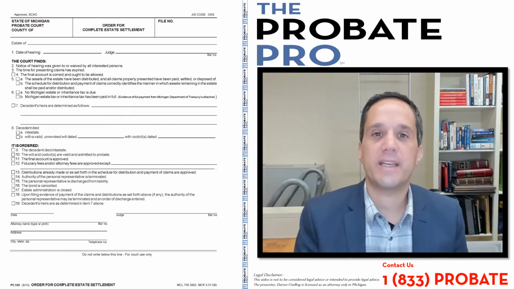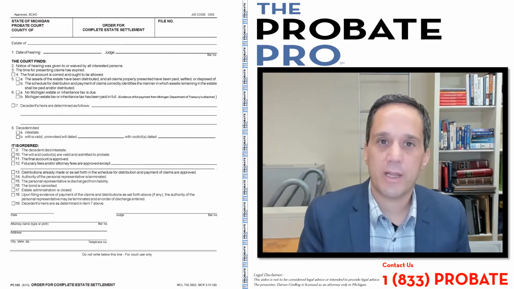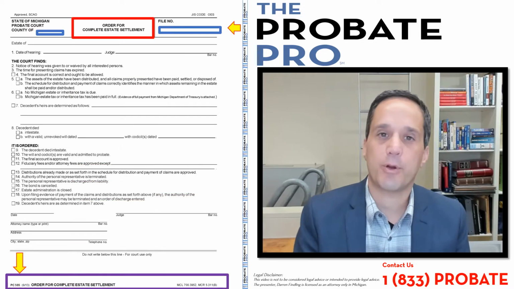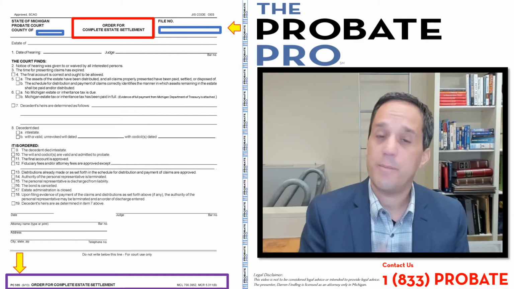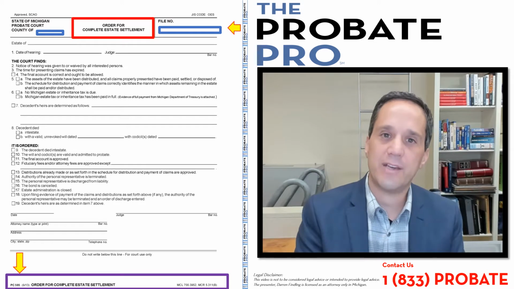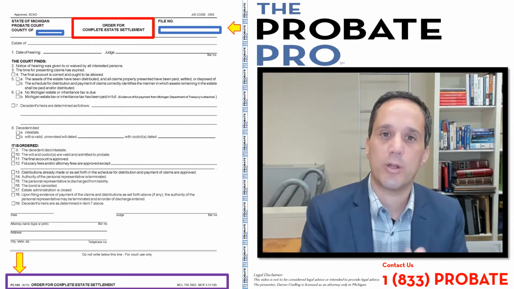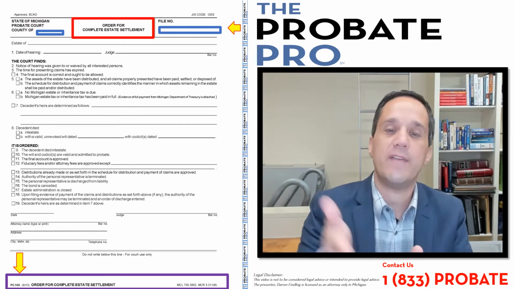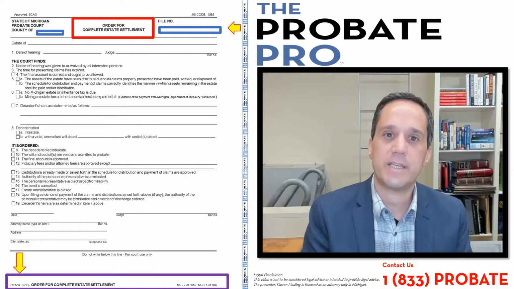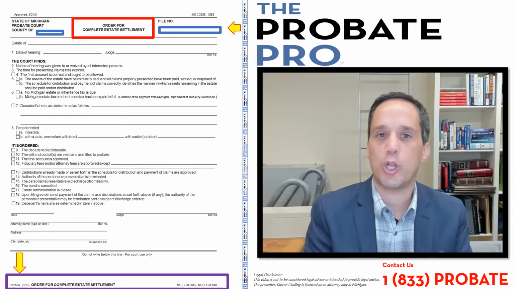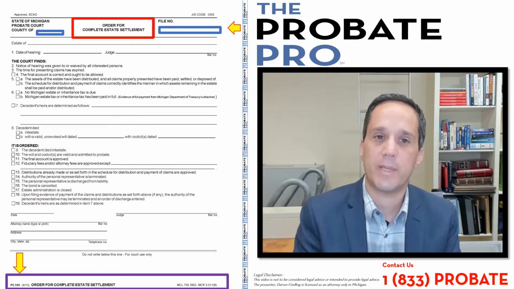The order for complete estate settlement in probate court. Hi, I'm Darren Findling of the Probate Pro, and we're going to examine the SCAO (State Court Administrative Order) form, Form PC 595. PC stands for Probate Court. And this is the order that gets entered at the conclusion of a formal hearing in which you've already filed a petition with the court.